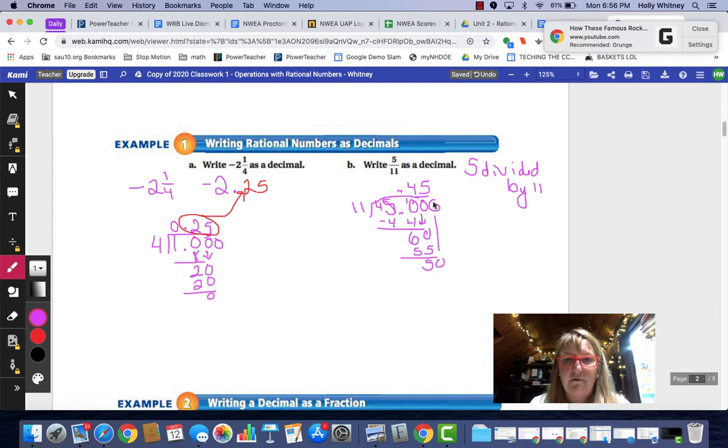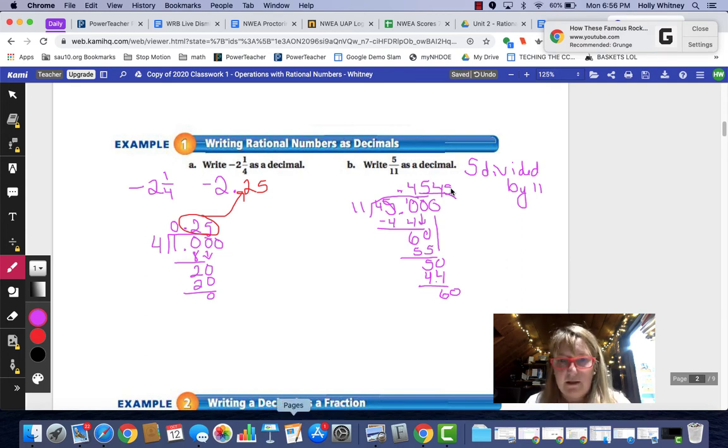11 goes into 50 4 times. 4 times 11 is 44. Subtract 44 from 50, and I end up with 6. At this point, you should notice something going on here. Carry down the 0. 11 into 60 is 5. So this 4 and the 5 are repeating. We call this a repeating decimal.